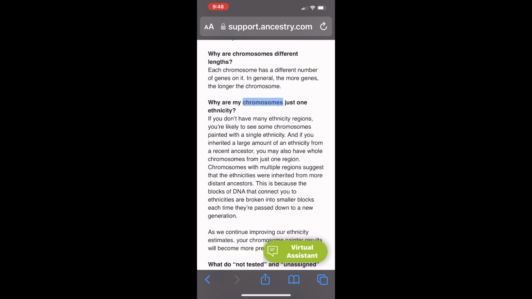Why are my chromosomes just one ethnicity? If you don't have many ethnicity regions, you're likely to see some chromosomes painted with a single ethnicity. And if you inherited a large amount of an ethnicity from a recent ancestor, you may also have whole chromosomes from just one region. Chromosomes with multiple regions suggest that the ethnicities were inherited from more distant ancestors. This is because the blocks of DNA that connect you to ethnicities are broken into smaller blocks each time they're passed down to a new generation. As we continue improving our ethnicity estimates, your chromosome painter results will become more precise.